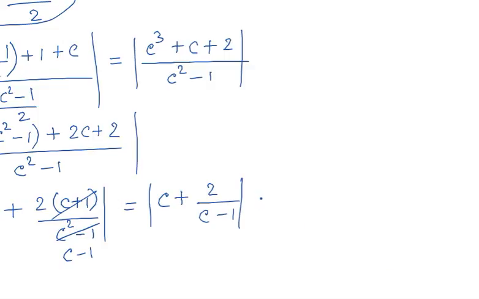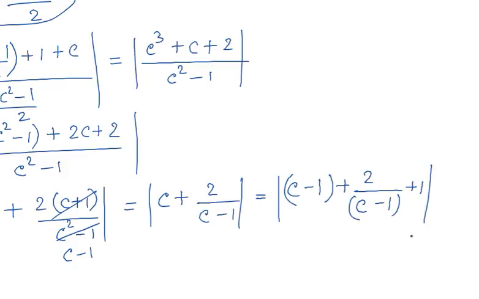Okay, now this quantity can further be written as modulus of c minus 1 plus 2 by c minus 1 plus 1. We are doing all this modification for the sake of simplification in the analysis part. Now here you can see that we have got c minus 1 and 2 by c minus 1. So application of AM greater than equal to GM process will help us, because c minus 1 is present in above and below. So for the geometric mean calculation, these two will be cancelled out.